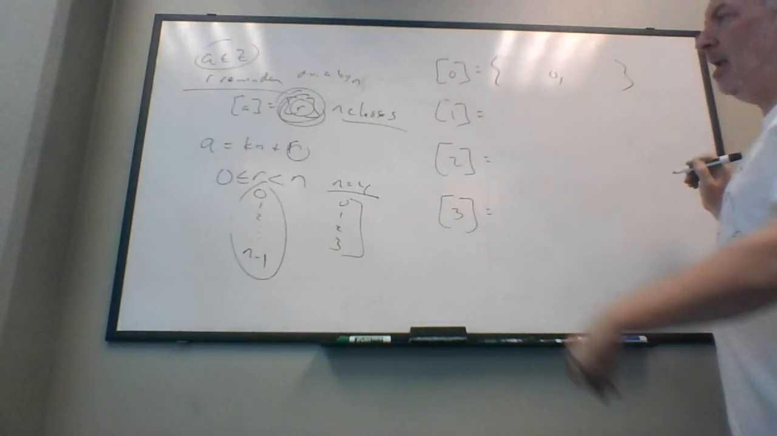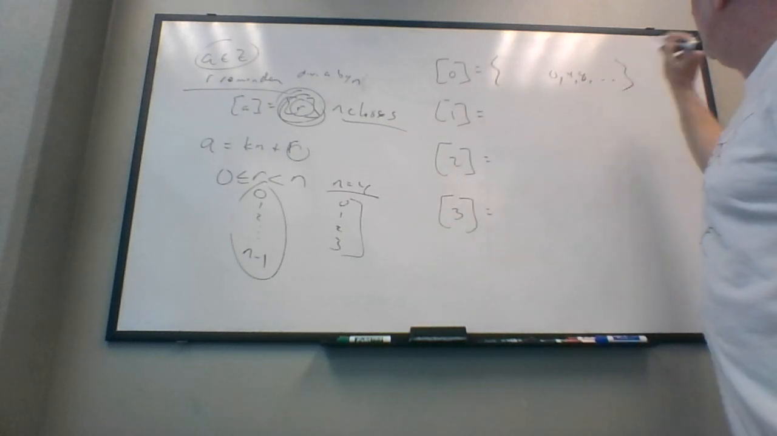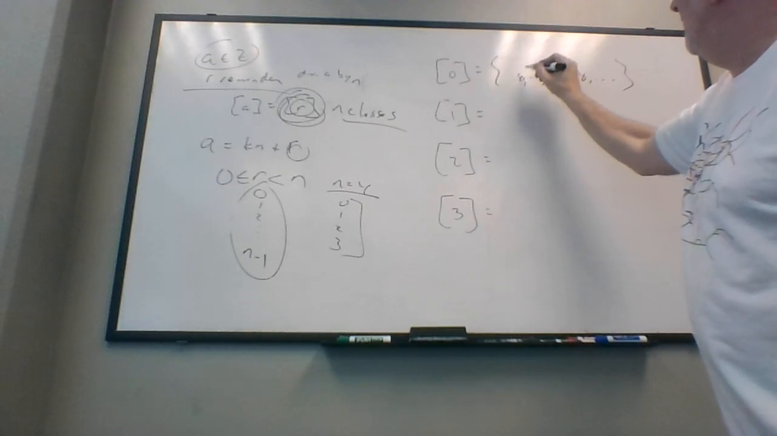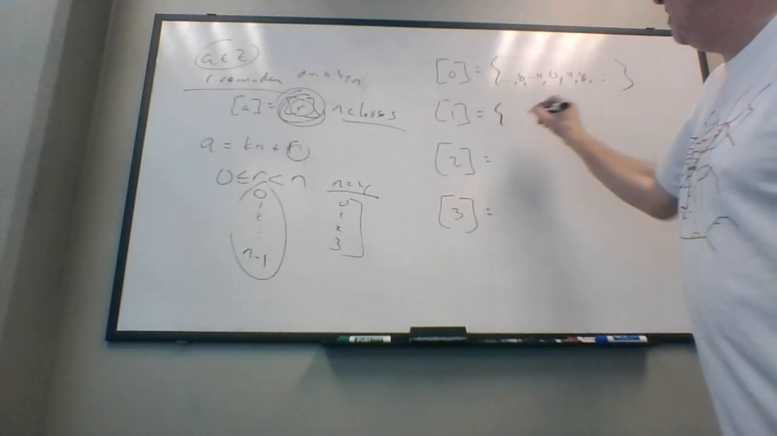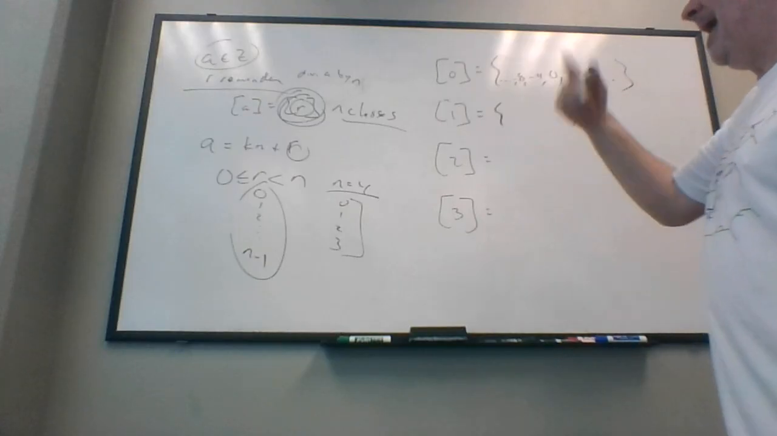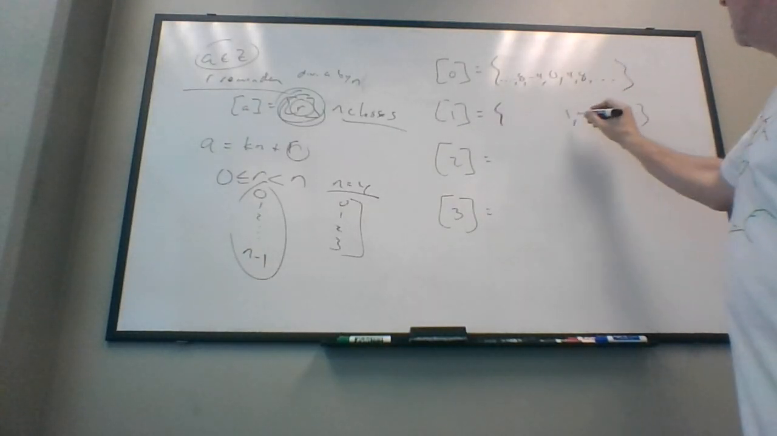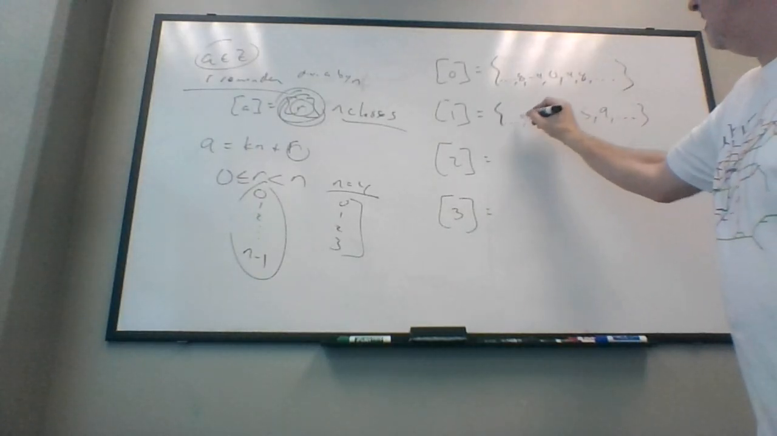And now how do you get other elements? You add the 4 to it, right? So that's 0, 4, 8, dot, dot, dot, and subtract 4, you get minus 4, minus 8, dot, dot, dot. So there's the class with 0. Now what's the class with 1? Start with 1 and add 4. So I get 5, 9, dot, dot, dot. Subtract 4, you get negative 3. Subtract 4, you get negative 7, dot, dot, dot.